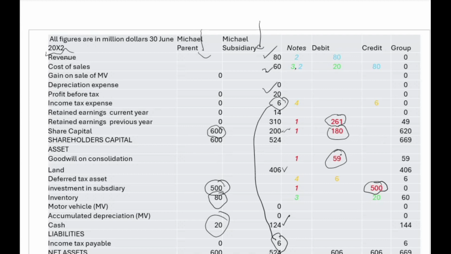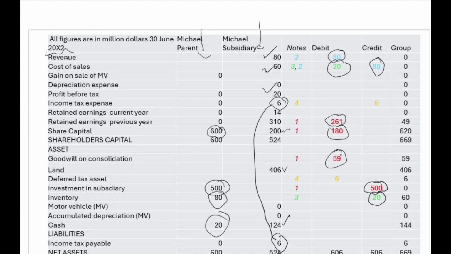Our next entry was for the inventories. The first is the trading transaction. We eliminate by debiting revenue and crediting cost of sales, 80 million each. Then we need to eliminate the gain on sale of inventory, that was 20 million. So we debit cost of sales of 20 million and we credit the inventory to decrease overvaluation, 20 million.